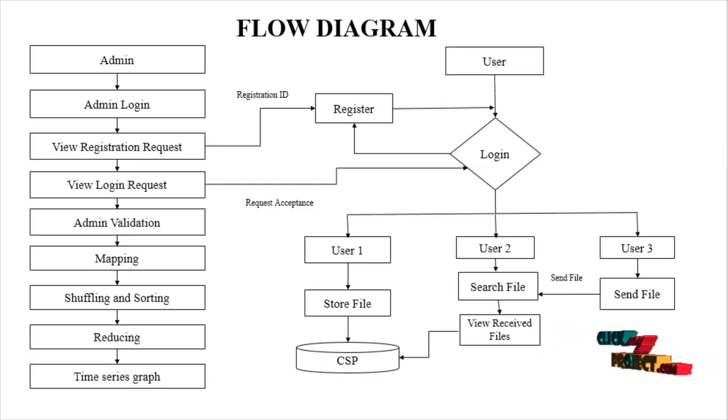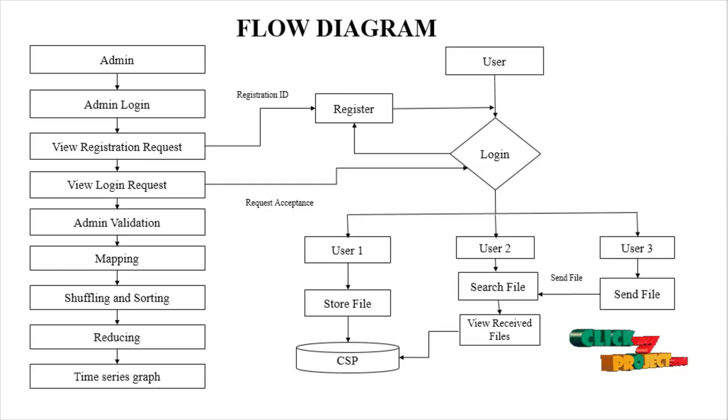The other one is the user process. Here the user is an existing user. They can directly go to login, or otherwise, if you are a new user, you should register. During registration, you should get the registration ID from the admin. After that, you can go to login and start your process. After login, you should get acceptance from the admin, and after getting the acceptance, you can start your process.